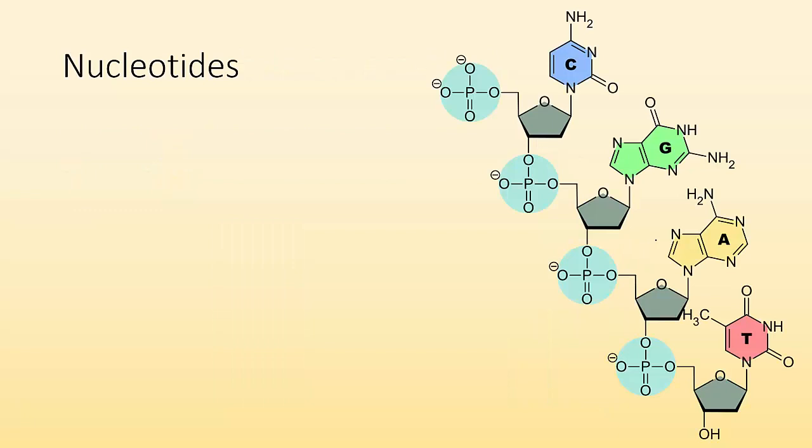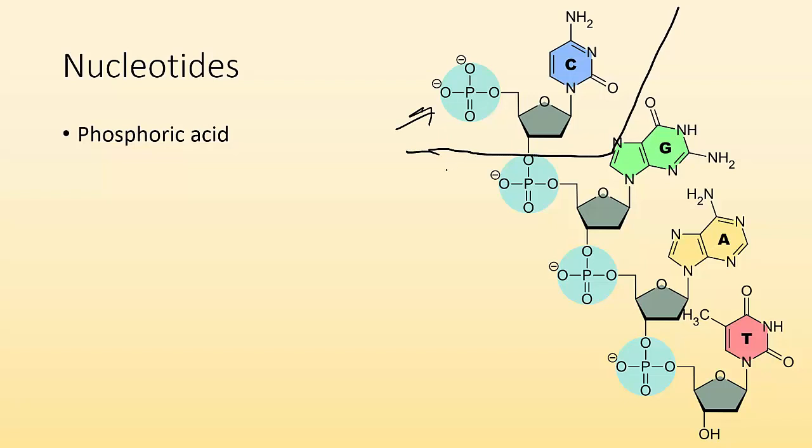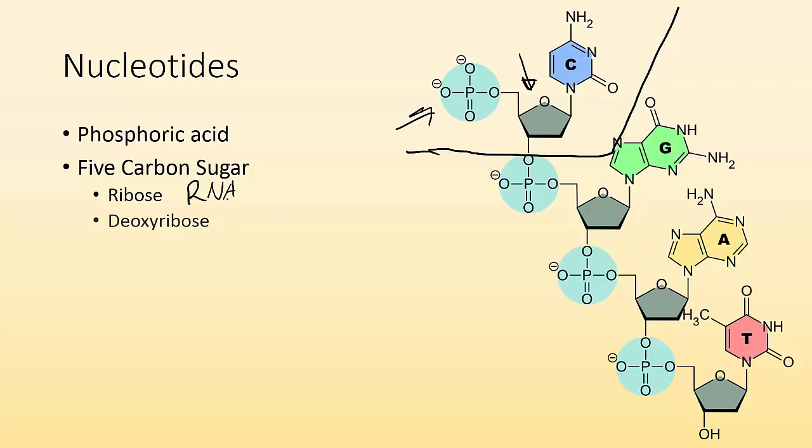So let's take a look at the monomers, nucleotides. Nucleotides are like the basic building blocks. If I take a look right here, here's just one nucleotide. It's made up of a phosphoric acid right here. It's also made up of a 5-carbon sugar, and it depends on what sugar you use what kind of molecule you get. If you use ribose as your sugar, you end up with what we call RNA. And if you use deoxyribose, you get DNA.